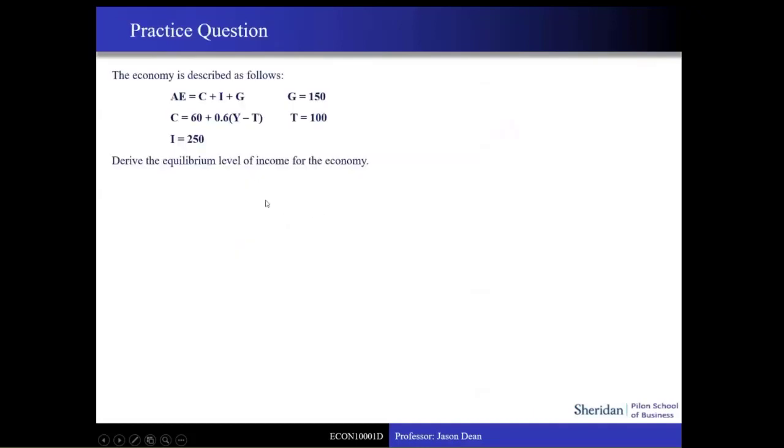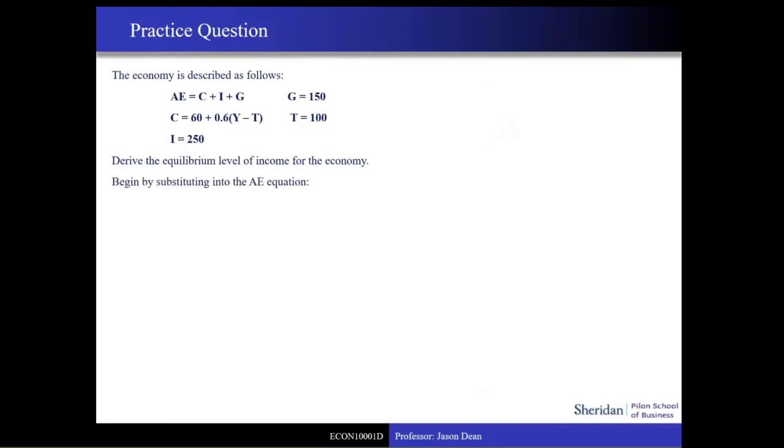Okay, so we'll just finish up with an algebraic example. Let's suppose the economy is described as follows. We have aggregate expenditures equal to C plus I plus G. We don't have a foreign sector here, so we can think of the economy as being closed. This is our consumption function. This is investment. This is government spending. And we're going to keep things simple and just have a lump sum tax of 100. So how do I derive the equilibrium level of income for the economy? Does anyone want to type in the chat function how I would go about doing that?